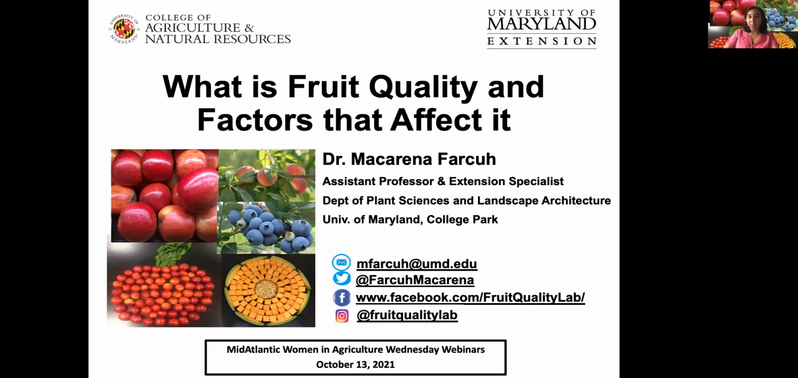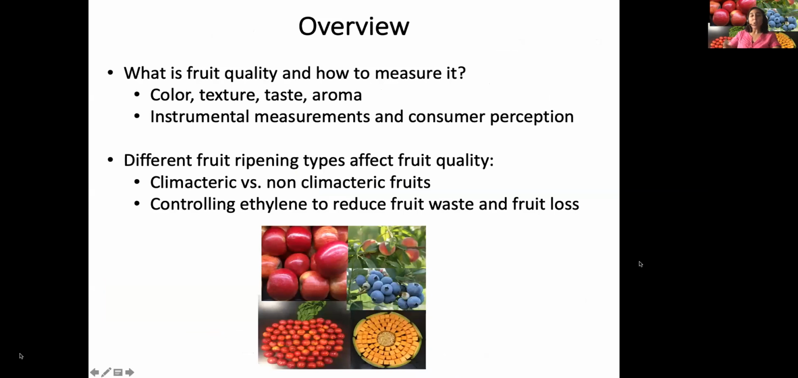Today, I'm going to be covering the topic of what is fruit quality and the factors that affect it. So let's get a general overview of what I want to share with you today. I will start, of course, talking about what is fruit quality, its components, and how do we measure each one of them in order to get a quantitative value from them. We are going to look at ways to instrumentally measure each one of the components of fruit quality, as well as how do we measure it from a consumer perception perspective in order to correlate these measurements.